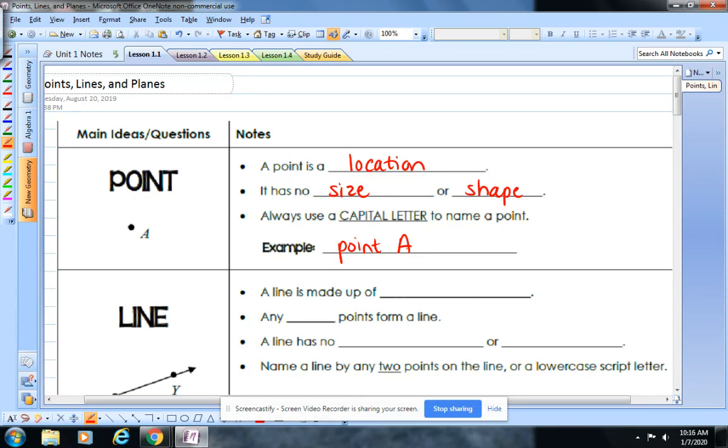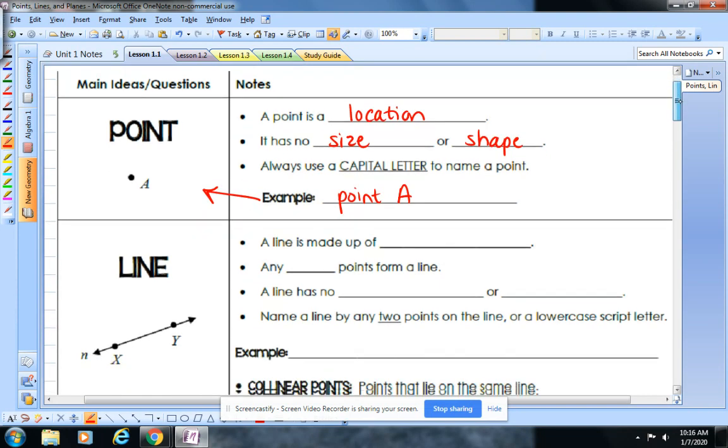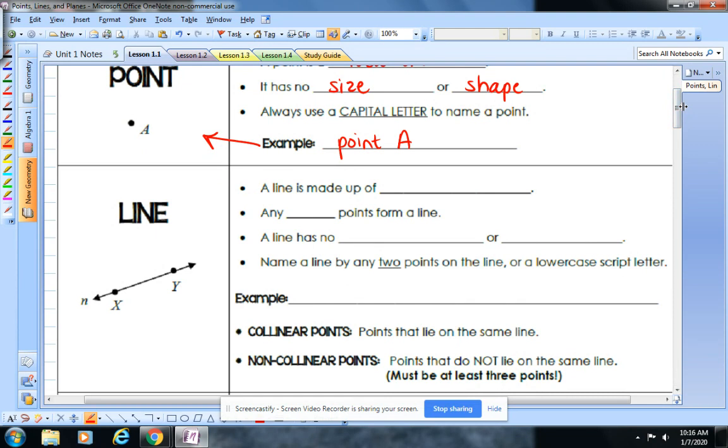So we put that on our symbol sheet and on our notes. So that example goes with that figure. All right, like I said, any letter can dictate a point. So that's the most simple geometric figure there is, a point.